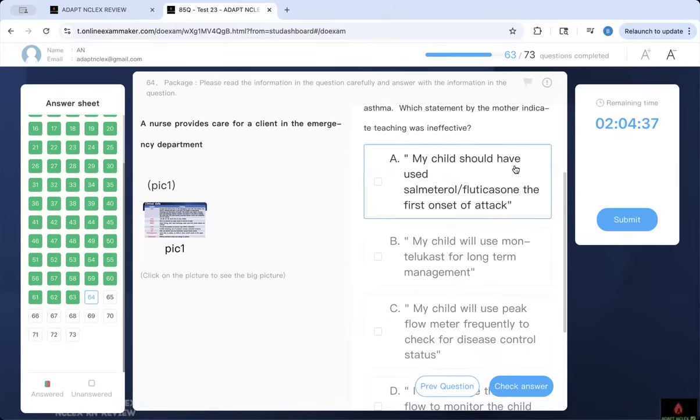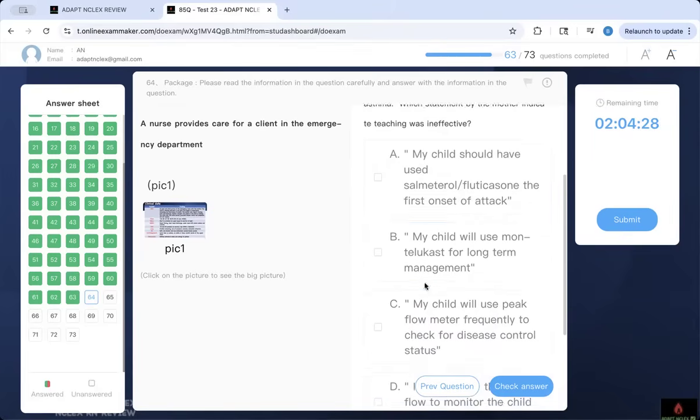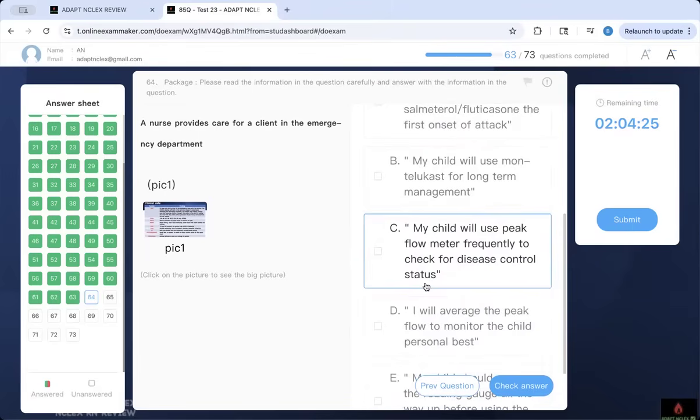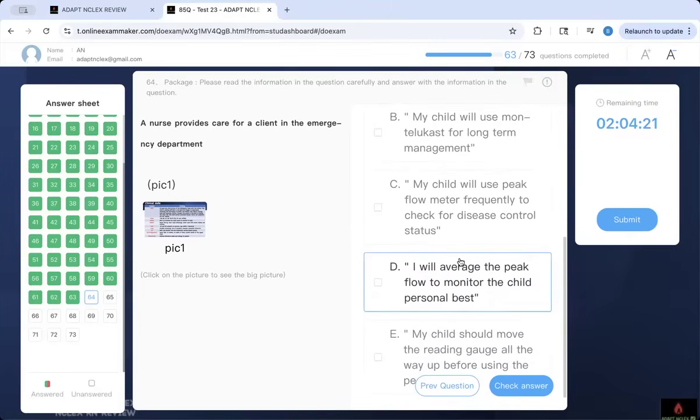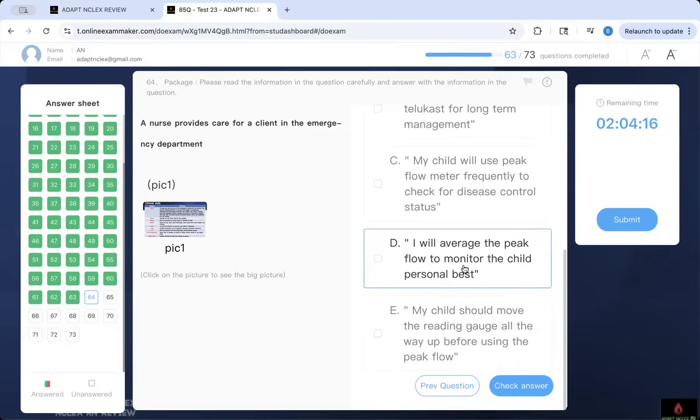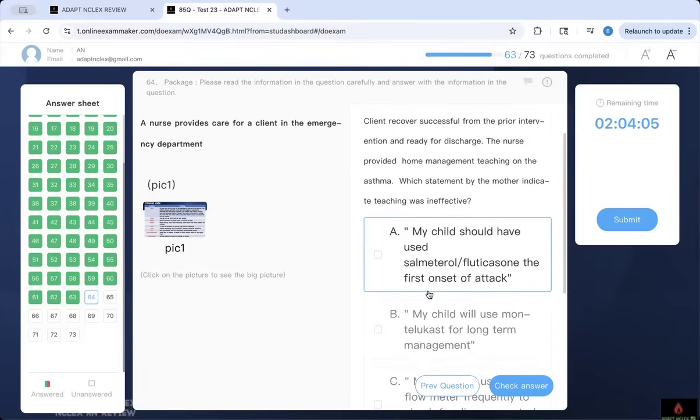My child should have used fluticasone and salmeterol at the first onset of attack. When you have the first onset of attack, is this medication appropriate? My child will use montelukast for long term. Is montelukast used for long term? My child will use peak flow meter frequently to check their controlled disease. I will average the peak flow rate to monitor my child's best reading, and my child should move the gauge when they're doing the peak flow. What do you think?